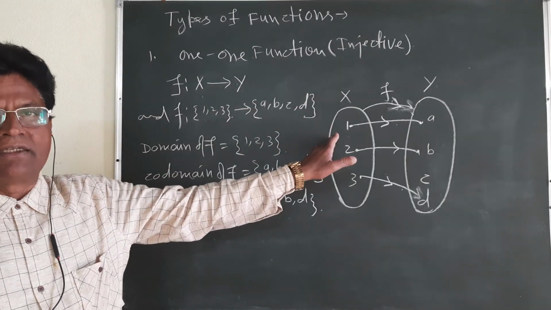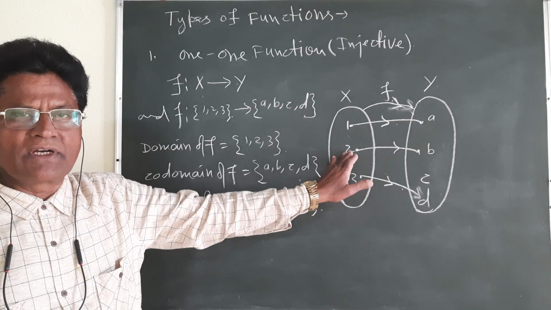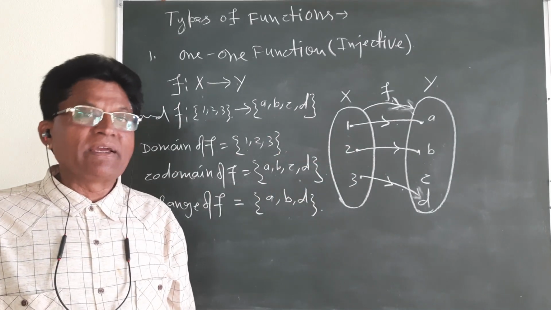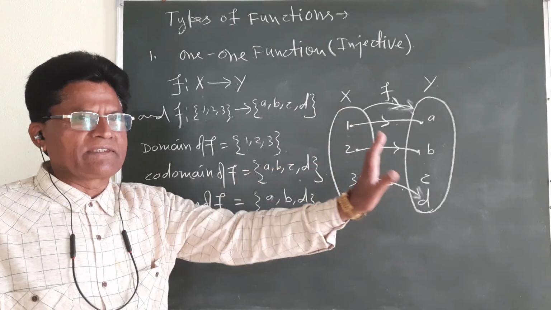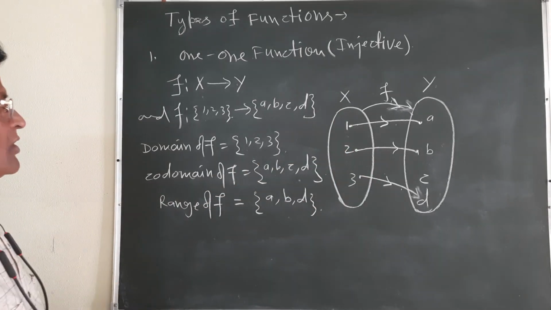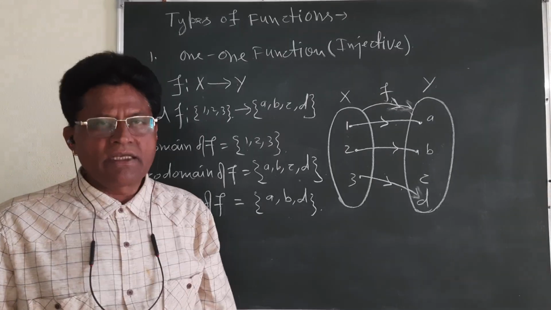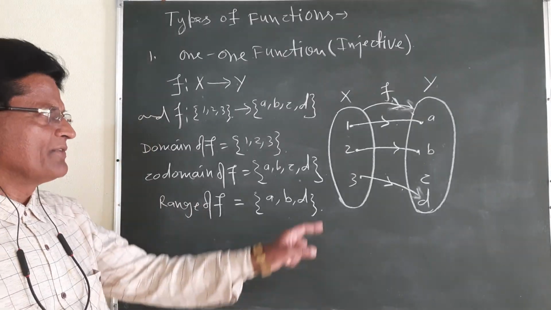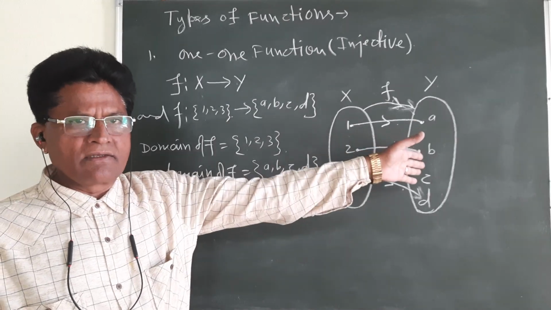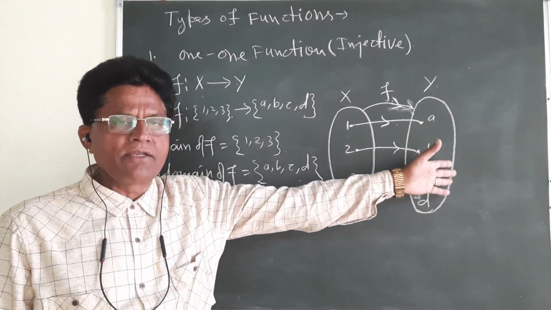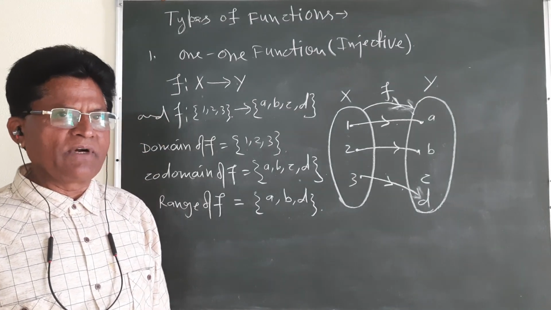Then I will discuss the onto function. If you understand the one-one function as well as the onto function, you will automatically understand the bijective function, which is one-one and onto. With the help of the same example, I will explain. Let me take the one-one function, the injective function. I told you every element of X forms the image with a distinct element of Y. It will be the one-one function.